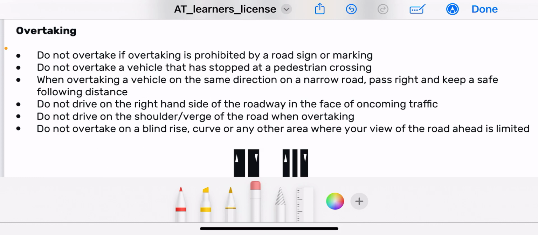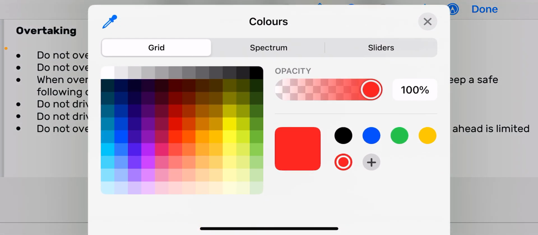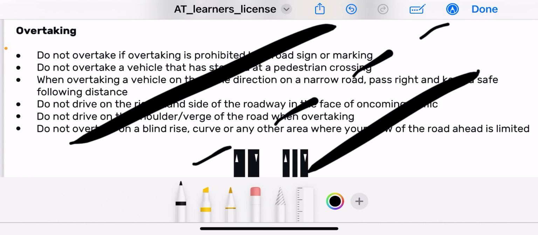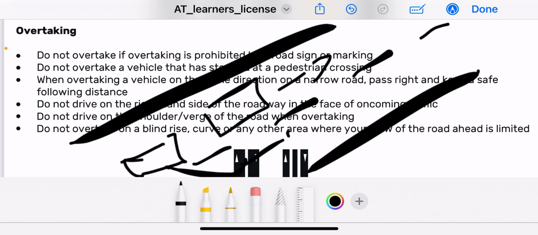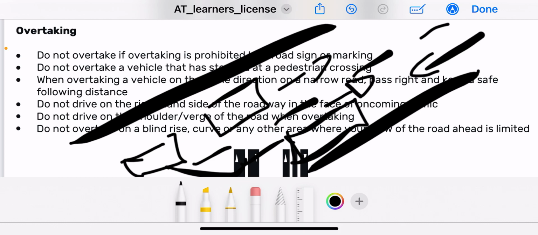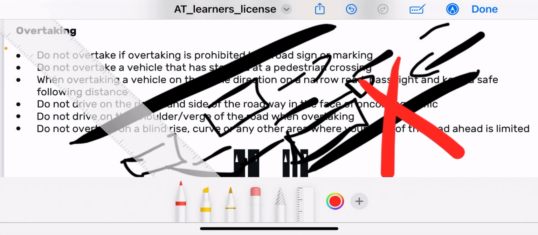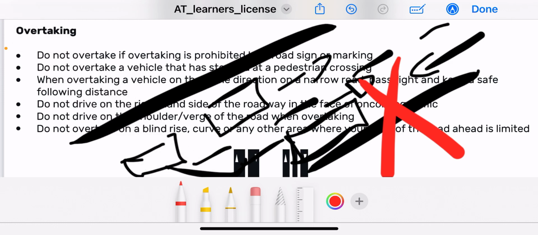Do not drive on the right-hand side of the roadway in the face of oncoming traffic. Remember, the most important rule of the road is to keep left. So this is the car traveling here, going that direction. You're also going that direction, but you suddenly choose to change lanes. You're going there, but there is oncoming traffic. You do not do this. You do not do that.